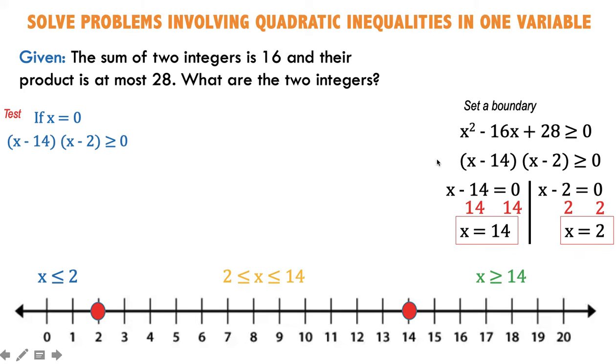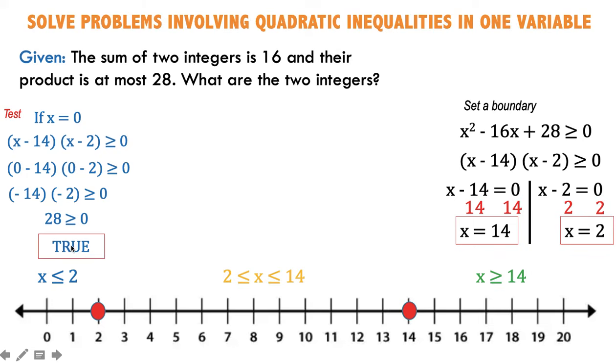So using this given, x minus 14 times quantity x minus 2, at least 0. So replace x by 0 with 0. So 0 minus 14 is negative 14. 0 minus 2 is negative 2. Negative 14 times negative 2, that is positive 28. So is this expression correct? 28 is more than or equal to 0. So correct. So it means this expression is true.